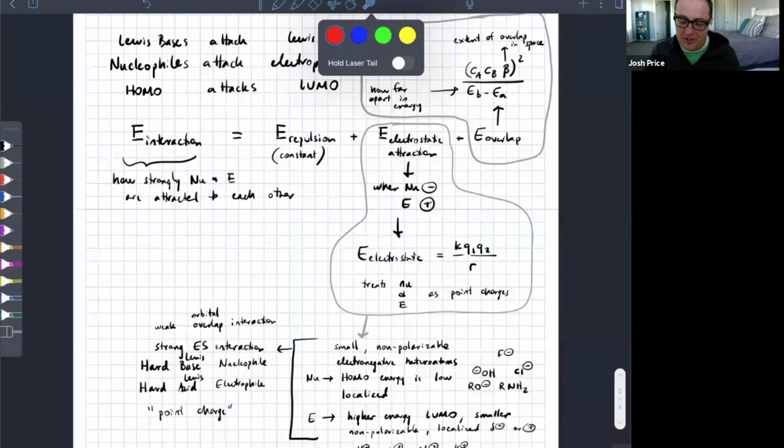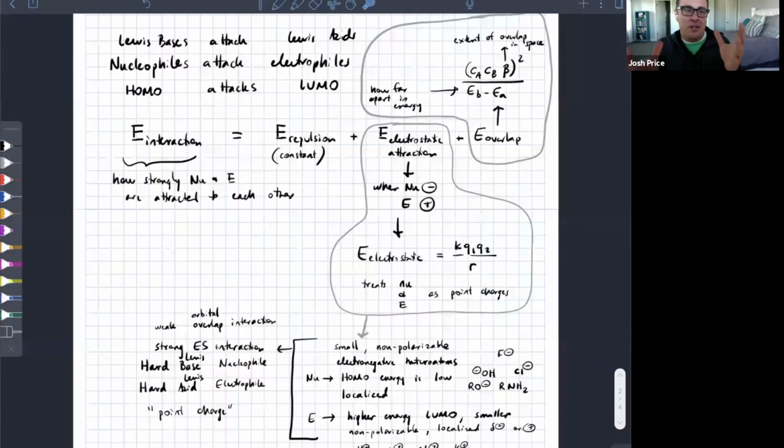Yeah, a hard-soft interaction would have non-optimal attraction in the electrostatic term and non-optimal attraction in the overlap term. And so I suppose the combination of those two is not linear, and when you mismatch them, the sum is not as great as it could have been if you had like interactions.